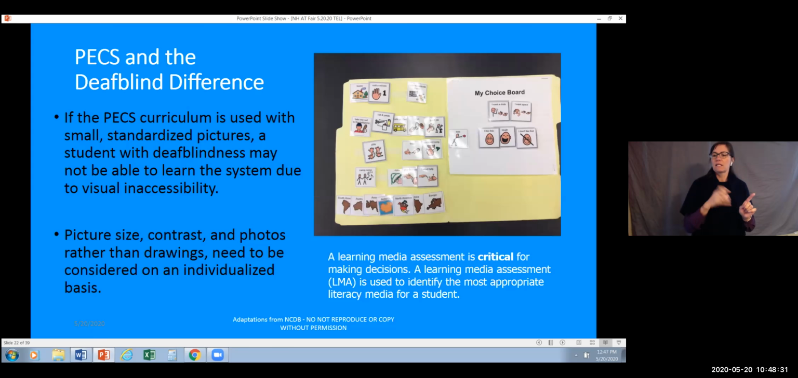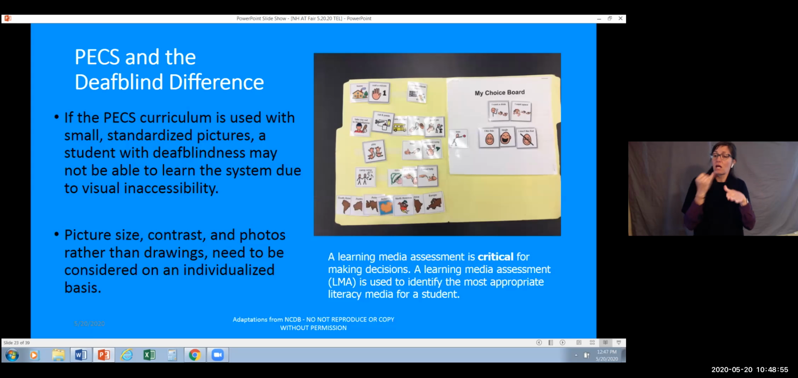I just want to mention here, a lot of folks use PECS symbols, which is great, but I often see PECS symbols that aren't visually accessible for students. And you can also see in this particular example, there's significant glare from these materials, which can certainly be a problem for children that have cortical visual impairment. So it's just important to consider the picture size, the contrast, and the presentation of those pictures.